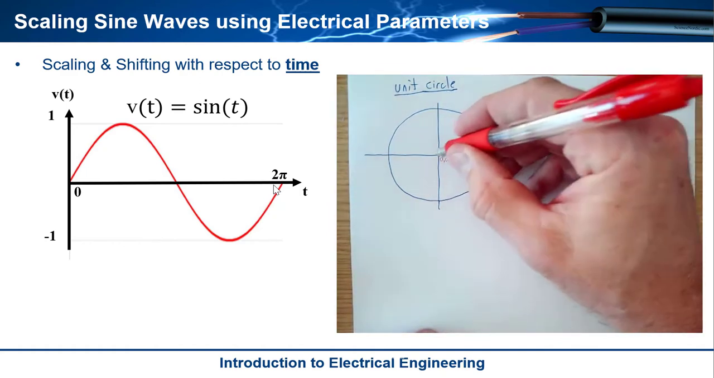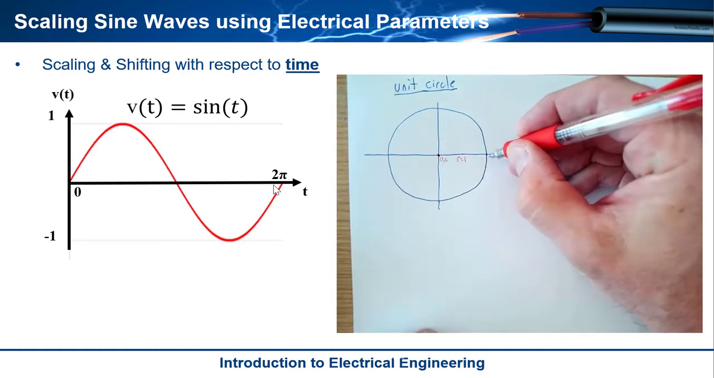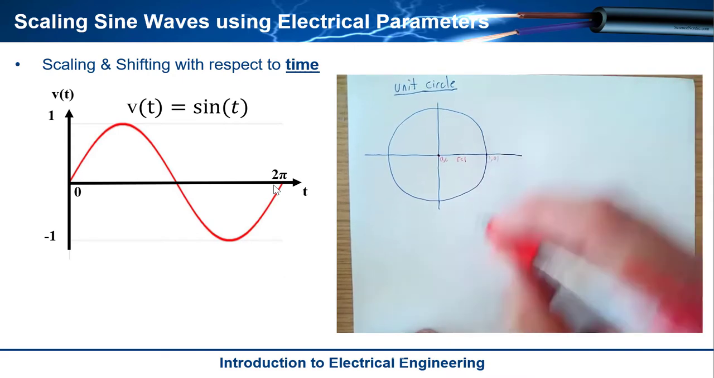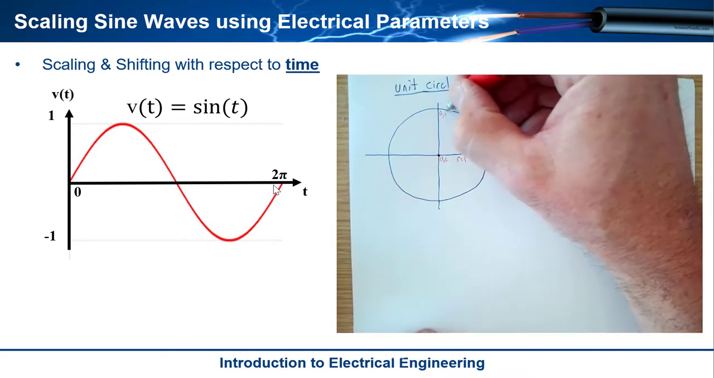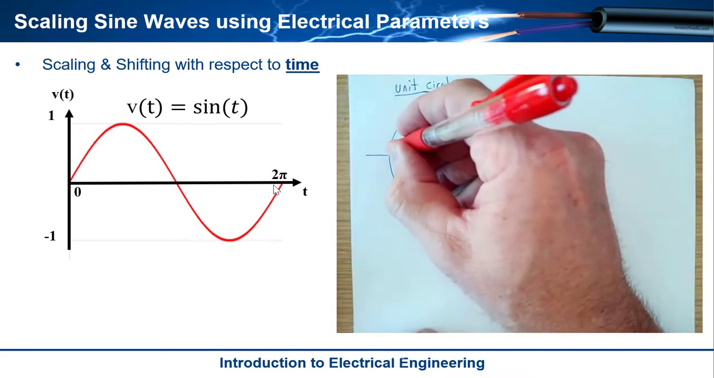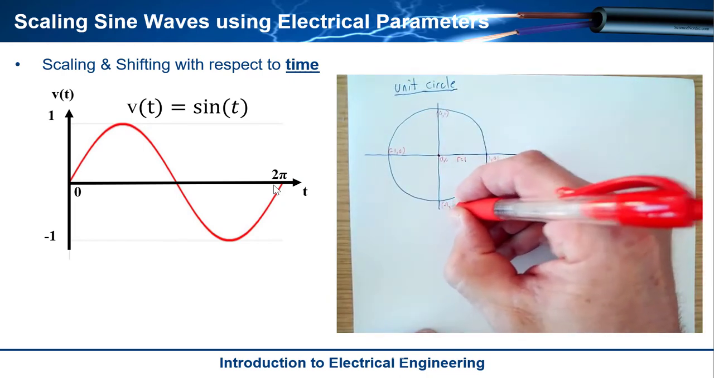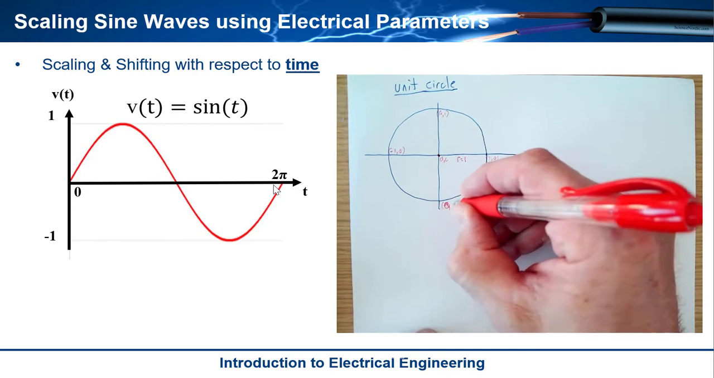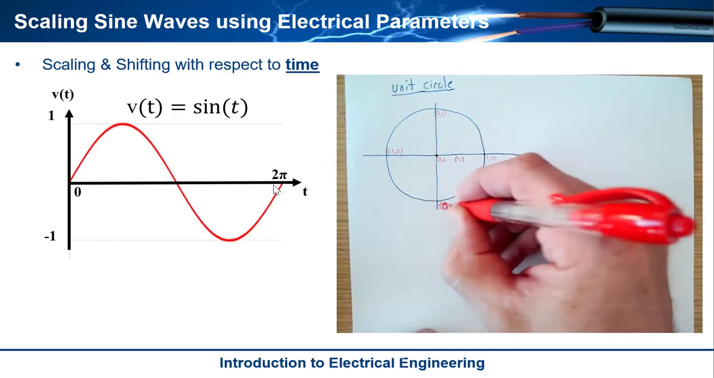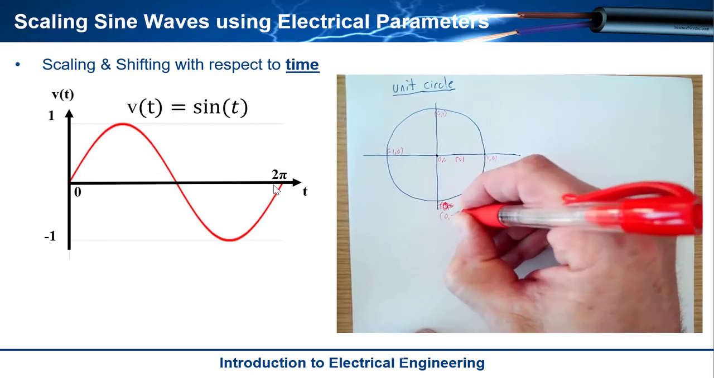So that means that this coordinate right here would be 1, 0. This coordinate up here would be 0, 1. This coordinate over here would be negative 1, 0. And this coordinate down here would be 0, negative 1.